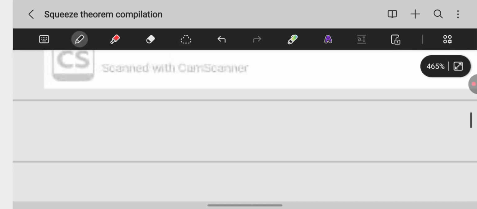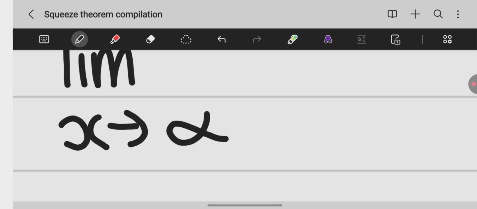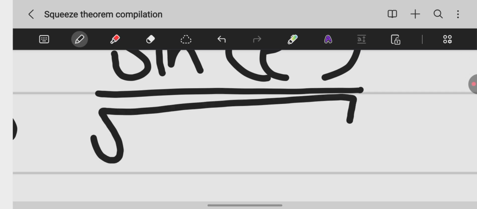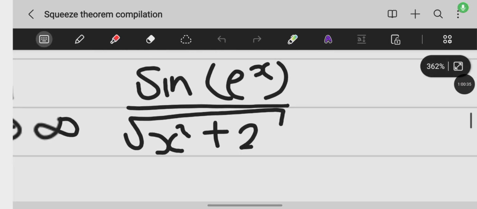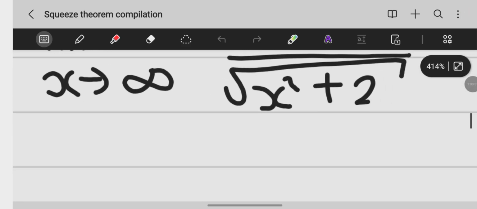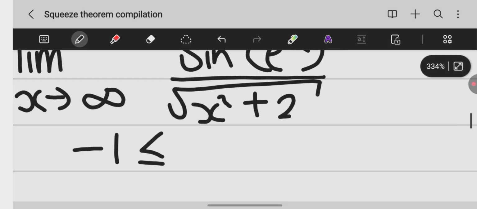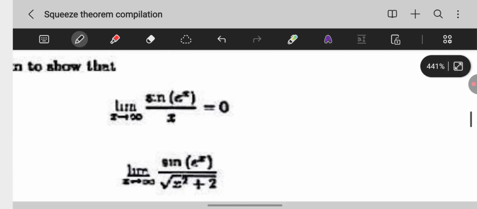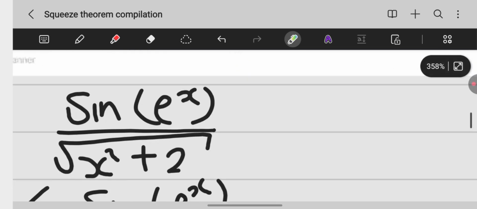And work on the second question. So you have the limit as x approaches infinity of sine e to the x over, I think you had, x squared plus 2. Okay, right. So from this, obviously your squeeze theorem would be -1 less than or equal to sine e to the x. You don't really have to start from the beginning because they expect you to know how it has to look from this, because it's a hence. You use the previous answer to prove this, right?